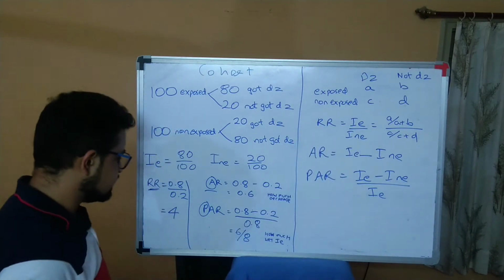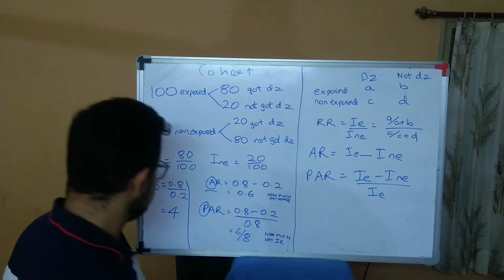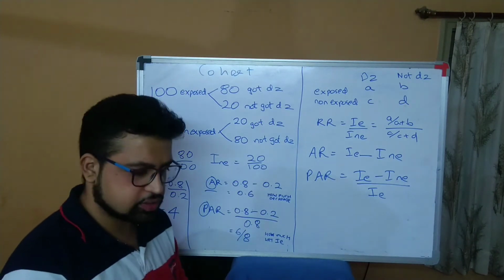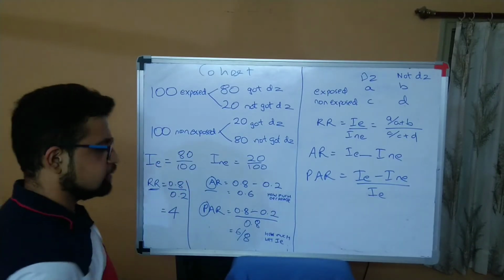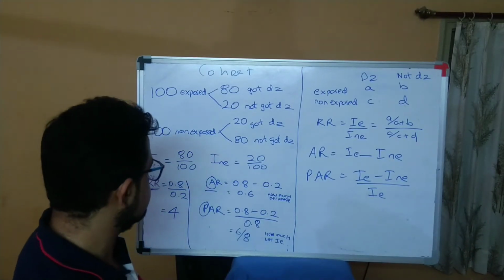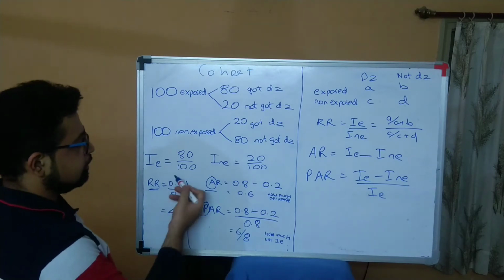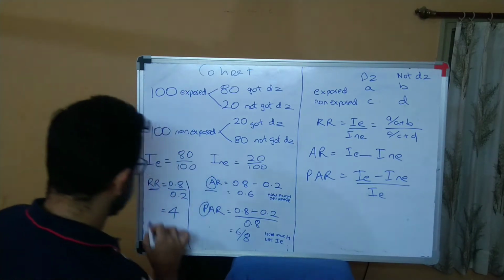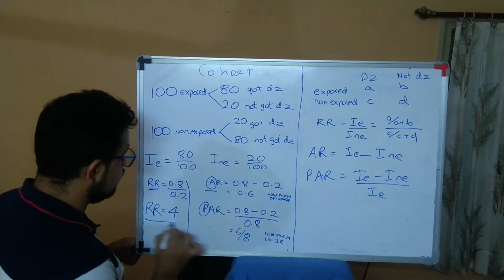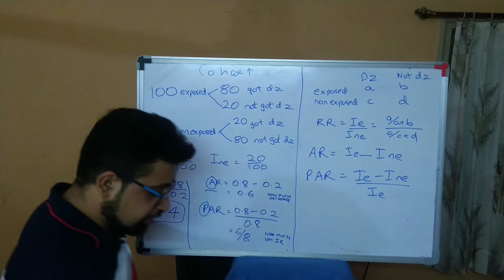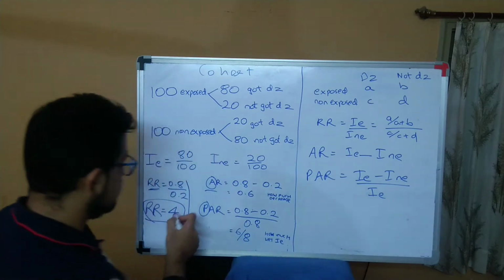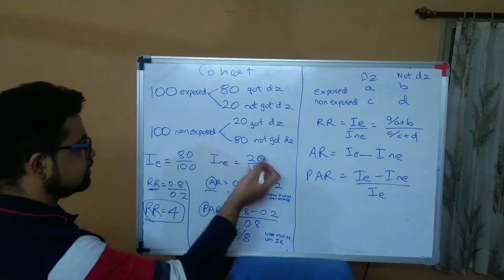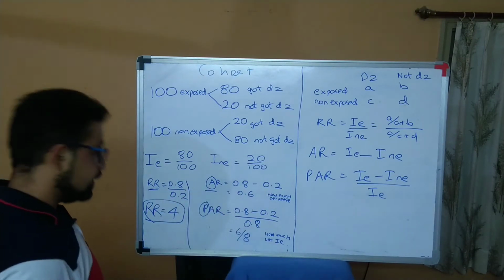So what is relative risk? Everything is in the name, Mr. Shakespeare. Okay? So relative risk is incidence in exposed, how many smokers got the disease, divided by incidence in non-exposed, how many non-smokers got the disease. 0.8 by 0.2, that is 4, right? So the relative risk of developing lung cancer is 4 times in smokers. Very simple, very logical. Incidence in exposed divided by incidence in non-exposed.